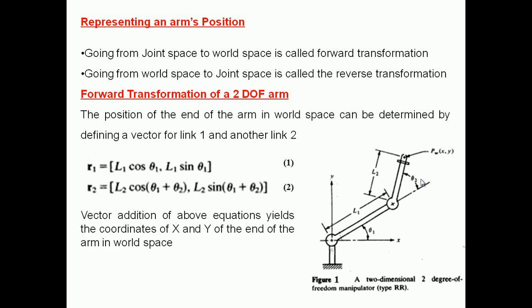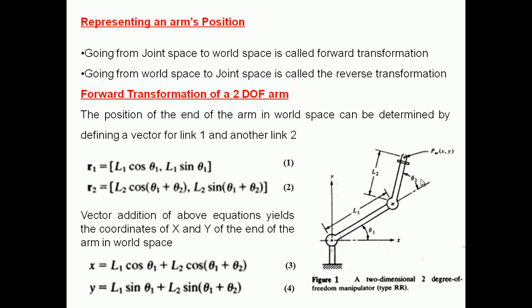So vector addition of the above equations yields the coordinates x and y of the end of the arm in world space. So x is equal to L1 cos theta 1 plus L2 cos(theta 1 plus theta 2). Similarly, y is equal to L1 sin theta 1 plus L2 sin(theta 1 plus theta 2).